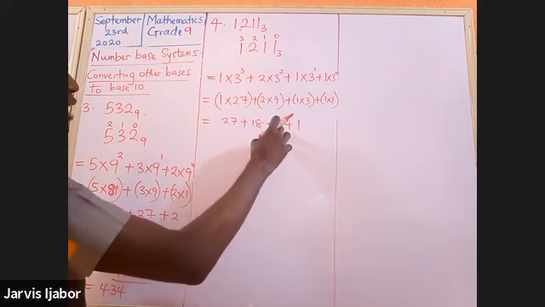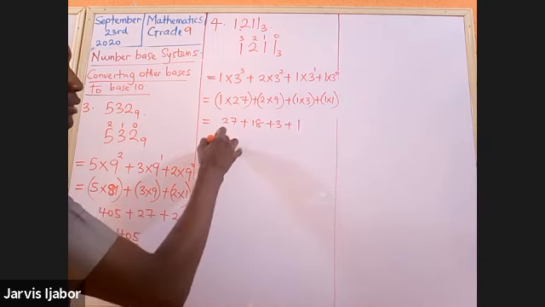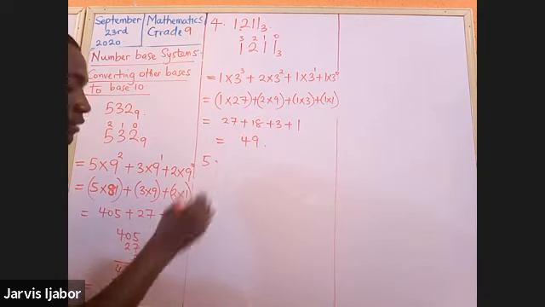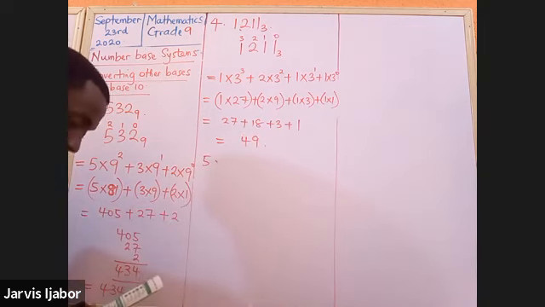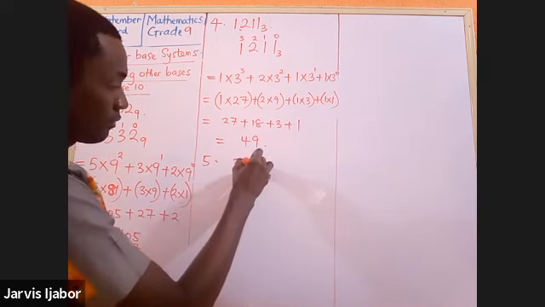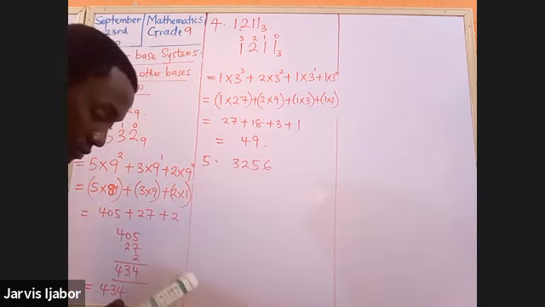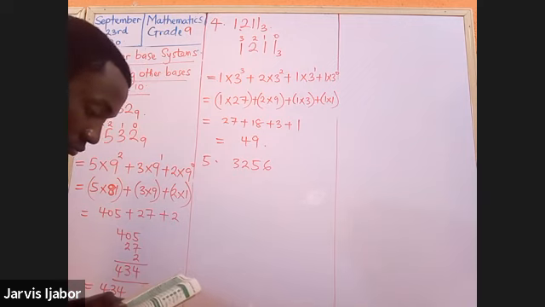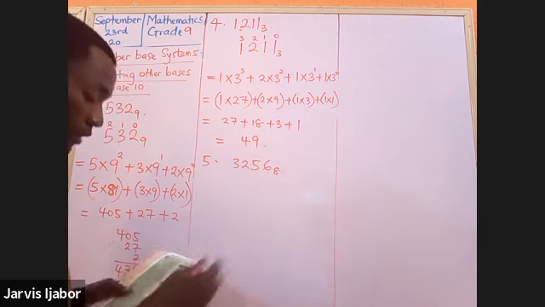So this is 21, 22, 49. Question 5. Base 8.